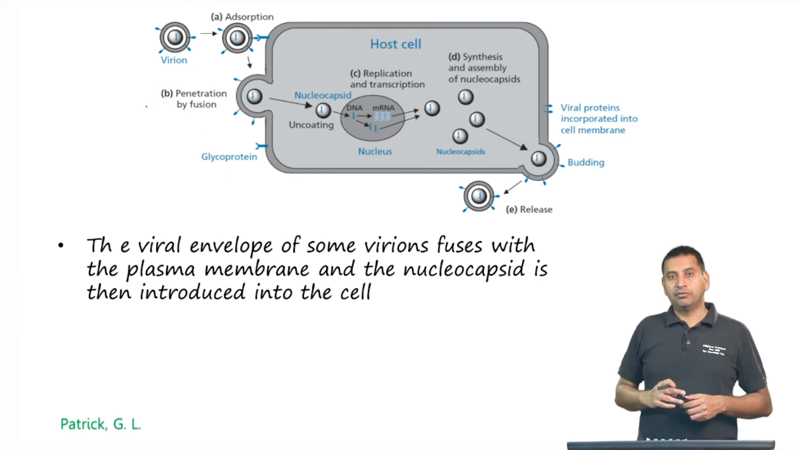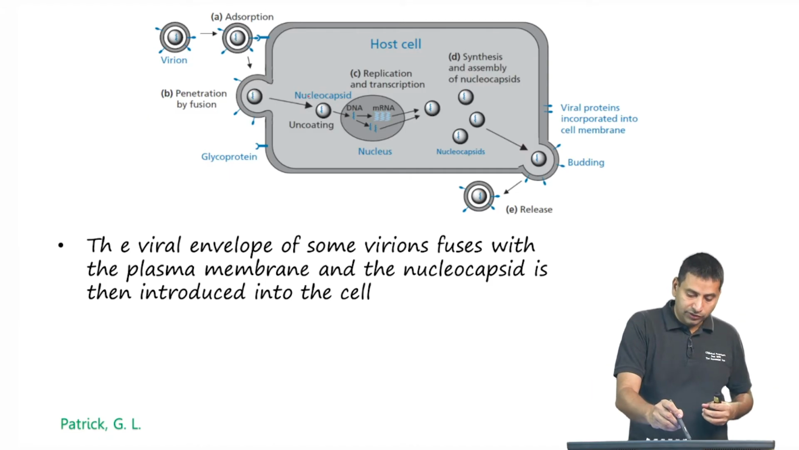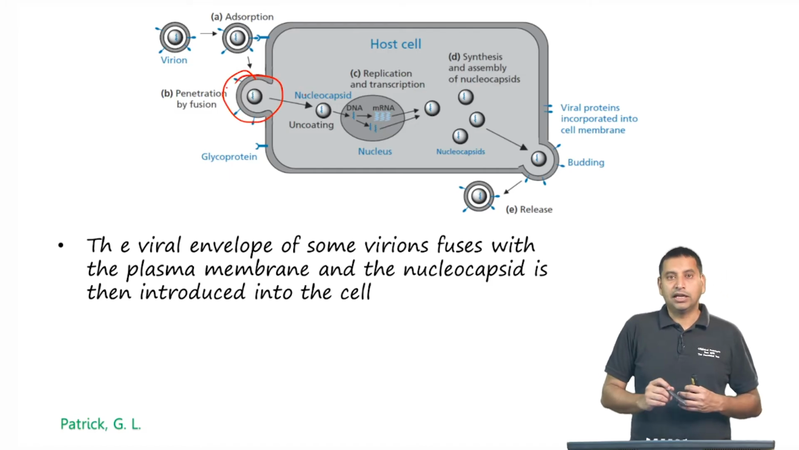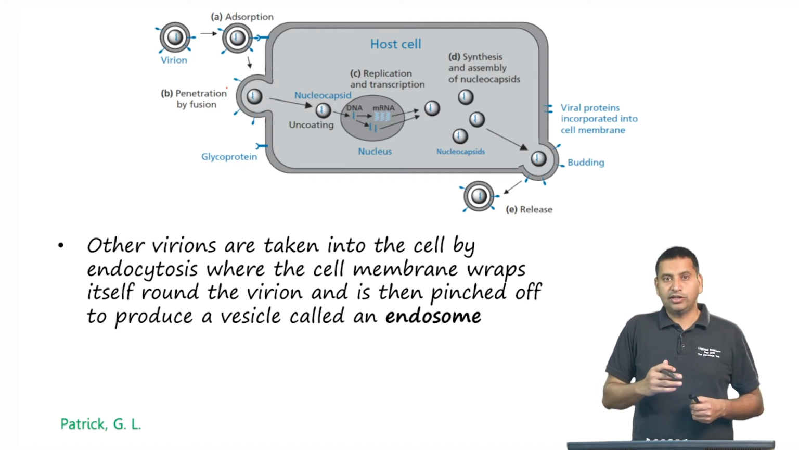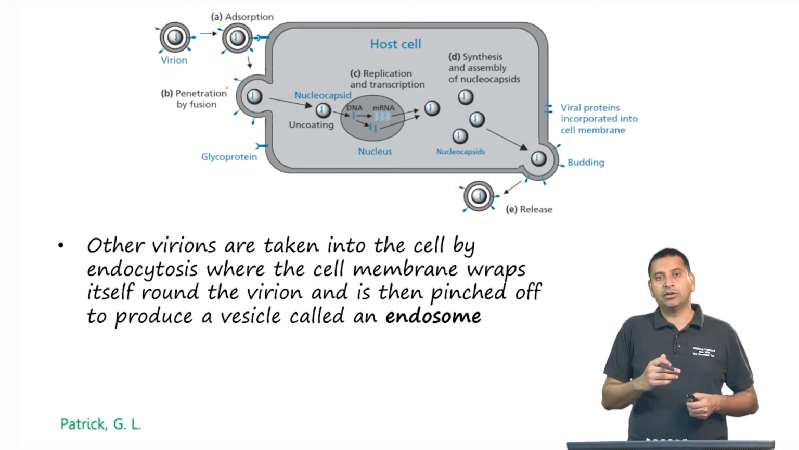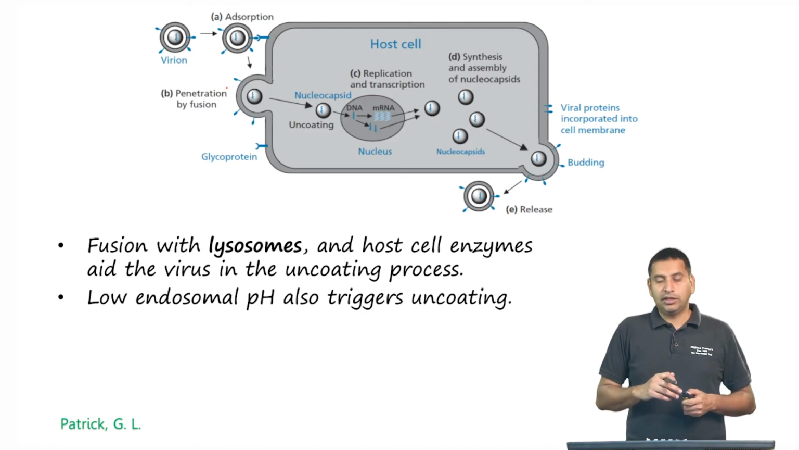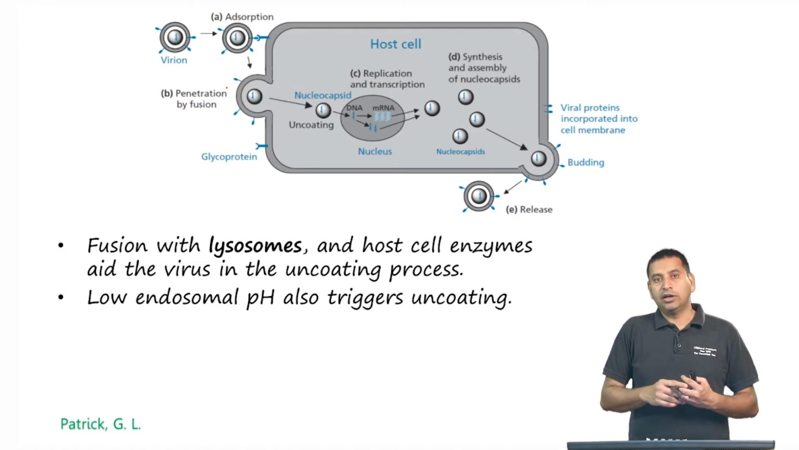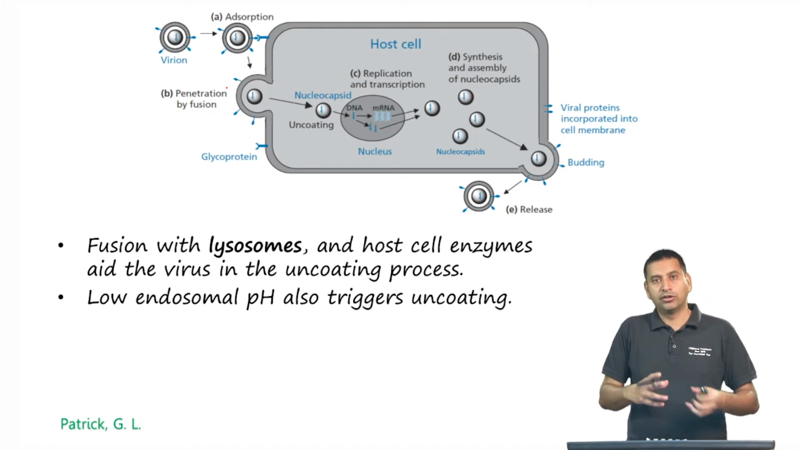So, the viral envelope of some virions fuses with the plasma membrane, and the nucleocapsid is then introduced into the cell. So, this is the process of fusion, and then once it gets in, it is uncoated and goes to the endosome. After endocytosis takes place, the cell membrane wraps itself around the virion and is pinched off to produce a vesicle called the endosome. Then fusion of this endosome with the lysosome and host cell enzymes aid the virus in the uncoating process. As we have discussed previously, the endosome has a lower pH, and it also triggers the uncoating.